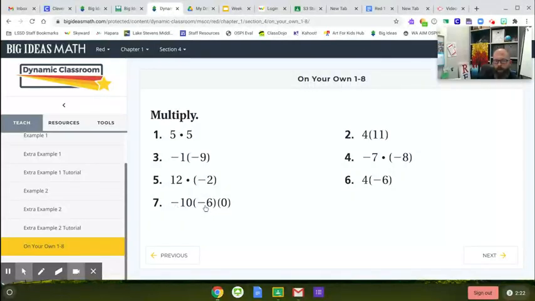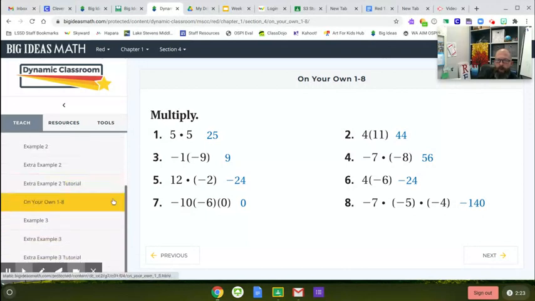Negative times a negative, that's going to be positive. But then times 0 makes 0, right? Anything times 0 is going to be 0. Now we have a negative times a negative, which makes positive, times a negative, which would make it negative again. So, tricky here. Just do the first two and then add the third. So you end up with 25, 44, 9, 56, negative 24, negative 24, 0, and then 35 times negative 4 is negative 140.